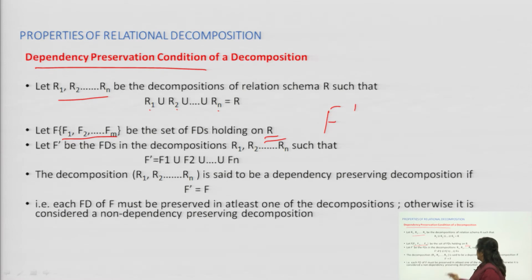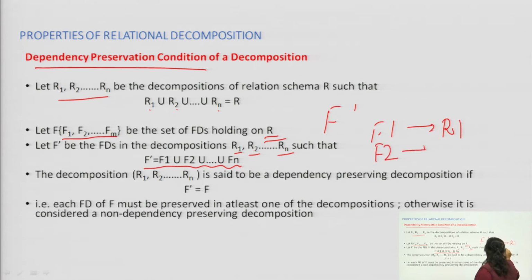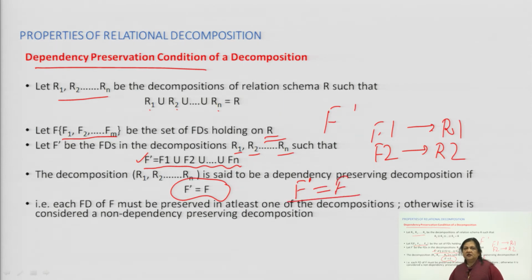F dash be the functional dependencies of R1, R2, Rn and so on, such that F dash is equal to F1 union F2 union Fn, meaning thereby that F1 is the functional dependencies in R1, F2 is the set of functional dependencies in R2 and so on. Then if F dash is equal to F1 union F2 and so on, then the dependency preservation property means that F dash should be equal to F. That is, all the dependencies need to be maintained.